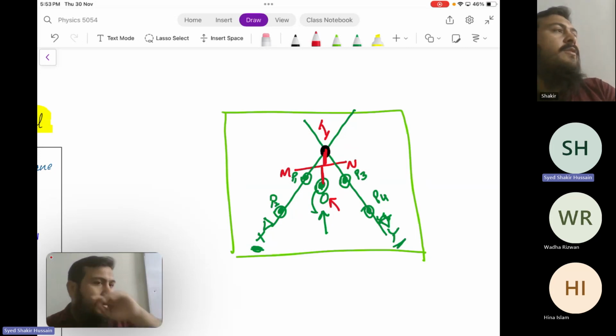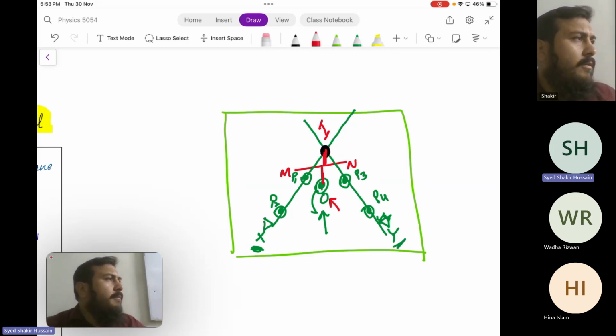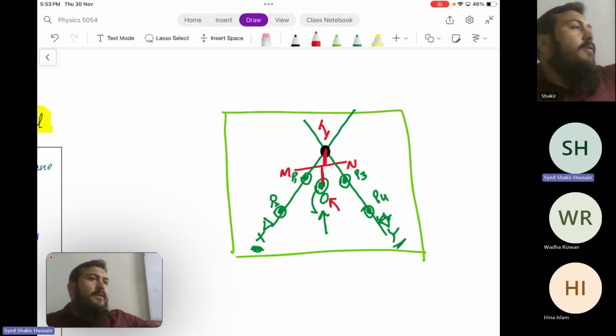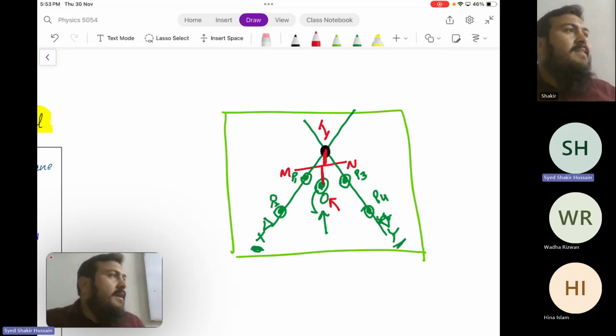Similarly, if you enter a shop, you would find that the shop looks very wide, but actually it's small. Why? Because the mirror that has been placed is placed right behind the shop. So the more you enter the shop, the more distance you see.